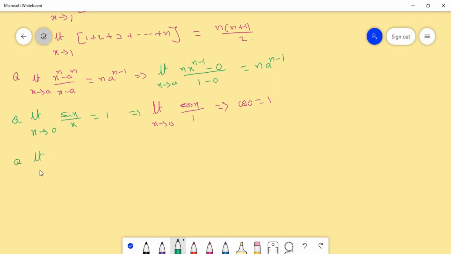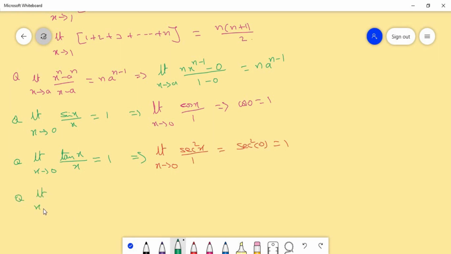Limit x tends to 0, tan x by x, which is also equal to 1. How do we get this one? See here, limit x tends to 0, tan x derivative is secant square x, by x derivative is 1. So secant square of 0 is equal to 1. Next one.